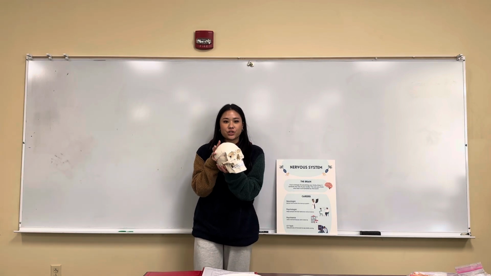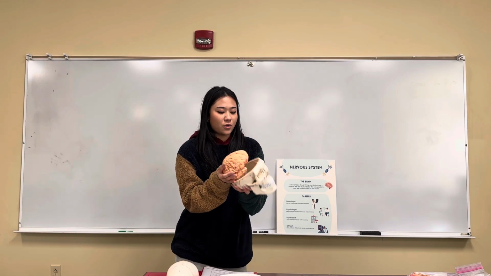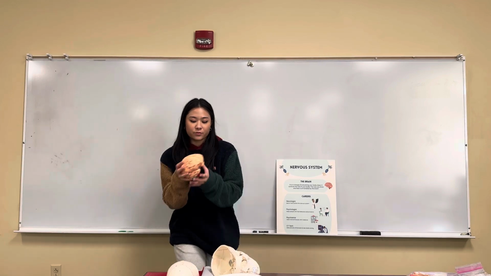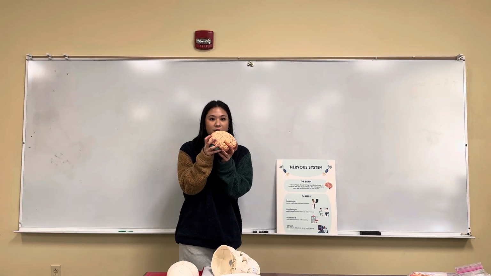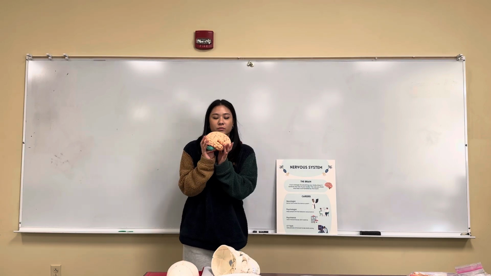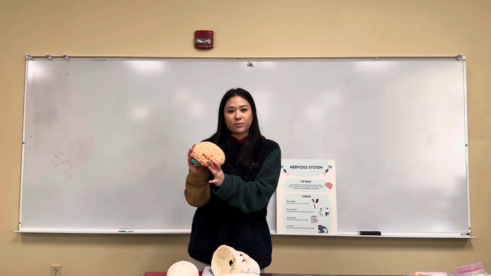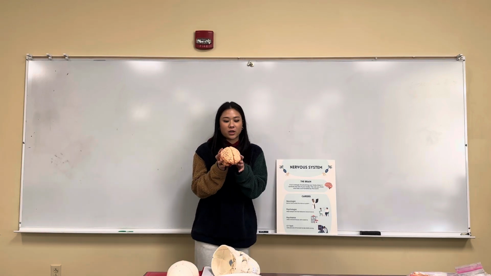And then I usually show the brain model at this point. So I'll take it out and I'll explain that this is the brain, and you can separate it and show what the inside looks like. Without letting the students touch the brain model, I'll go up and show them up close so that they can all get a good look at it.